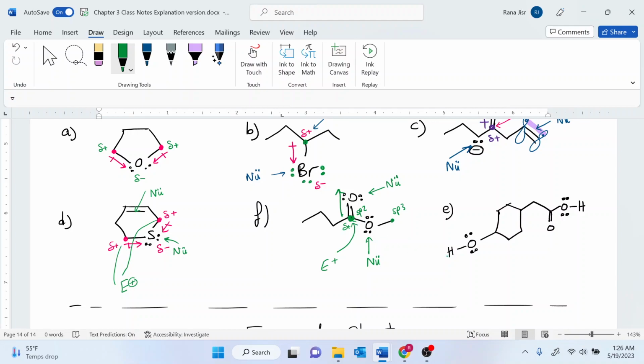Okay, let's see. So again, this is the direction of polarization. Put your lone pairs, please. So this oxygen is going to be a nucleophile. This oxygen is a nucleophile. And this oxygen is a nucleophile. You are introducing a direction of polarization. So this carbon is going to be my E plus. This is partial positive. And this carbon is going to be partial positive as well. So it's going to be the E plus.